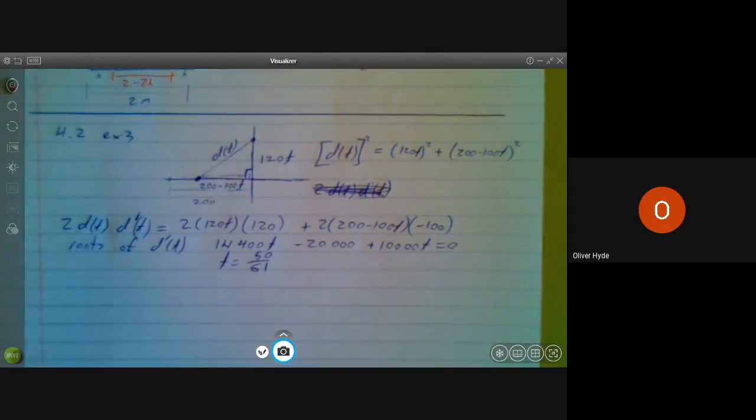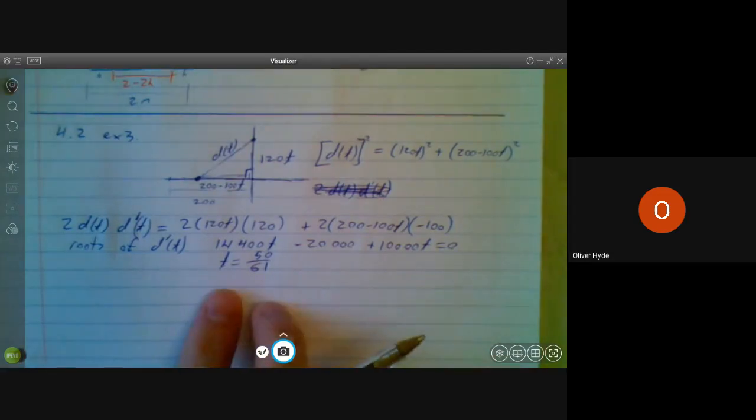50/61 of an hour. This denominator of 61 is really frustrating when we're dealing with hours, because this is very, very close to 50 minutes. But it's not 50/60th of an hour, it's 50/61 of an hour. I'll let you write the final conclusion.